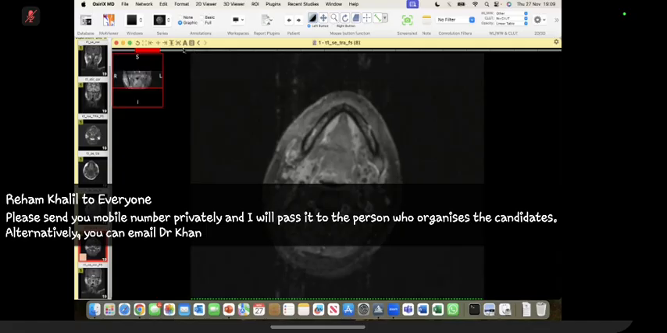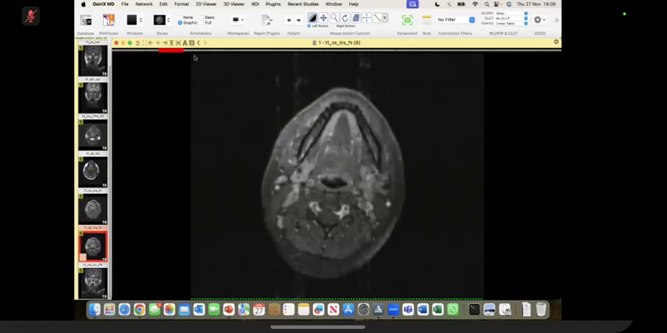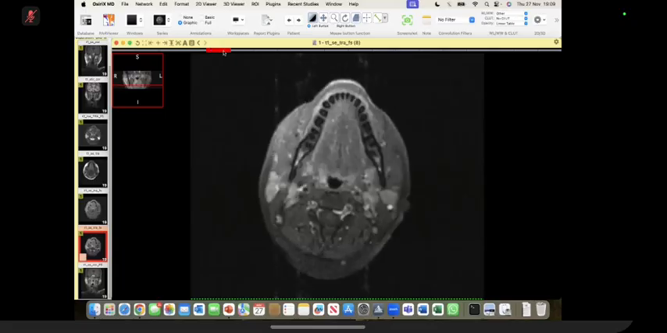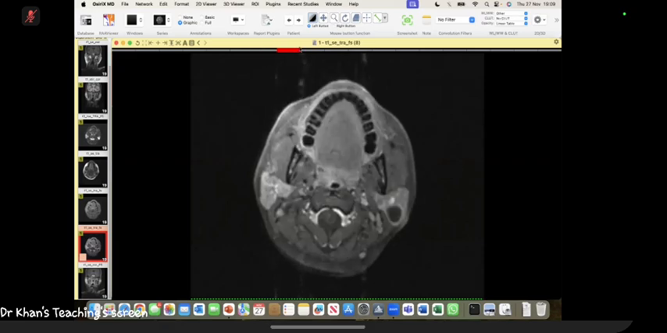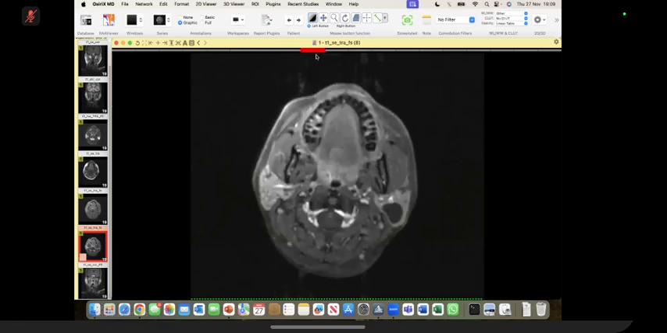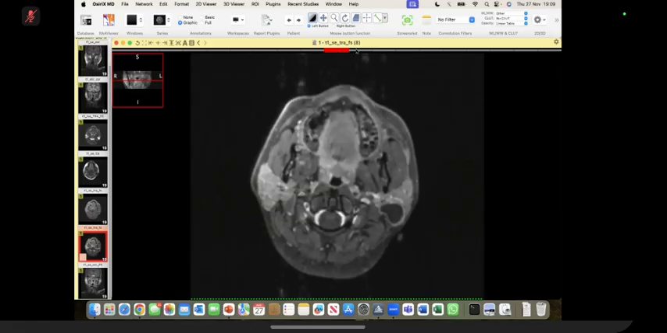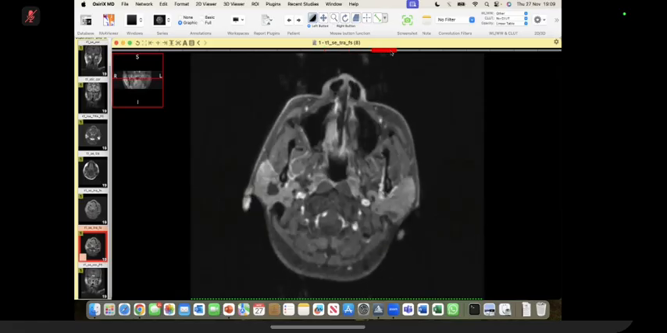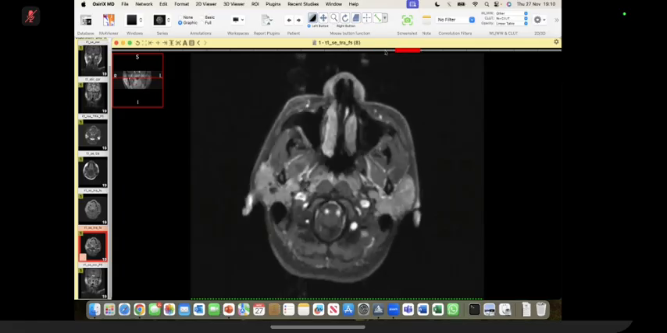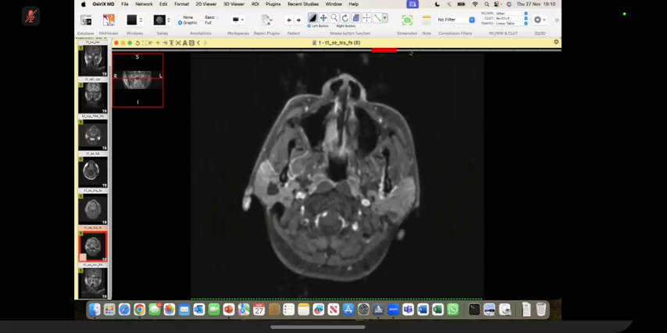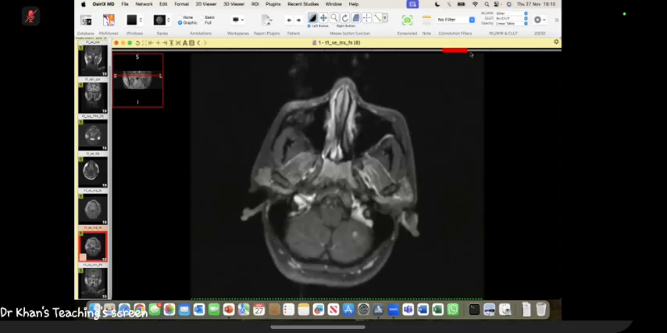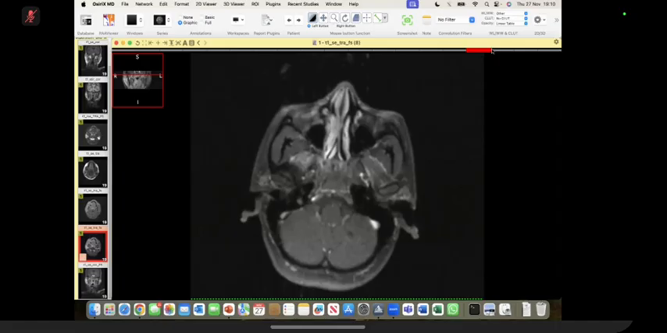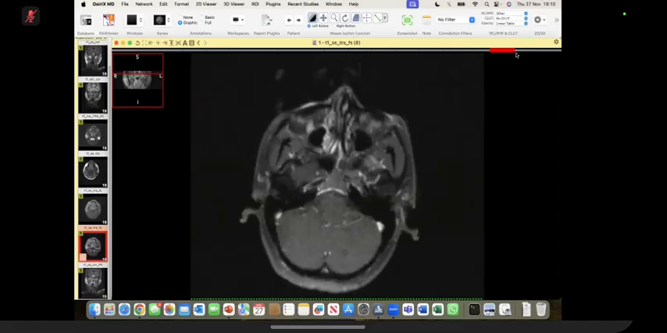Okay, I'm provided with the post contrast images, and I can see that the gland bilaterally is showing heterogeneous enhancement. So the cystic areas do not contain any solid component bilaterally, and they appear to be non-enhancing. I cannot see any necrotic lymph node or peripherally enhancing lymph node in these provided images.